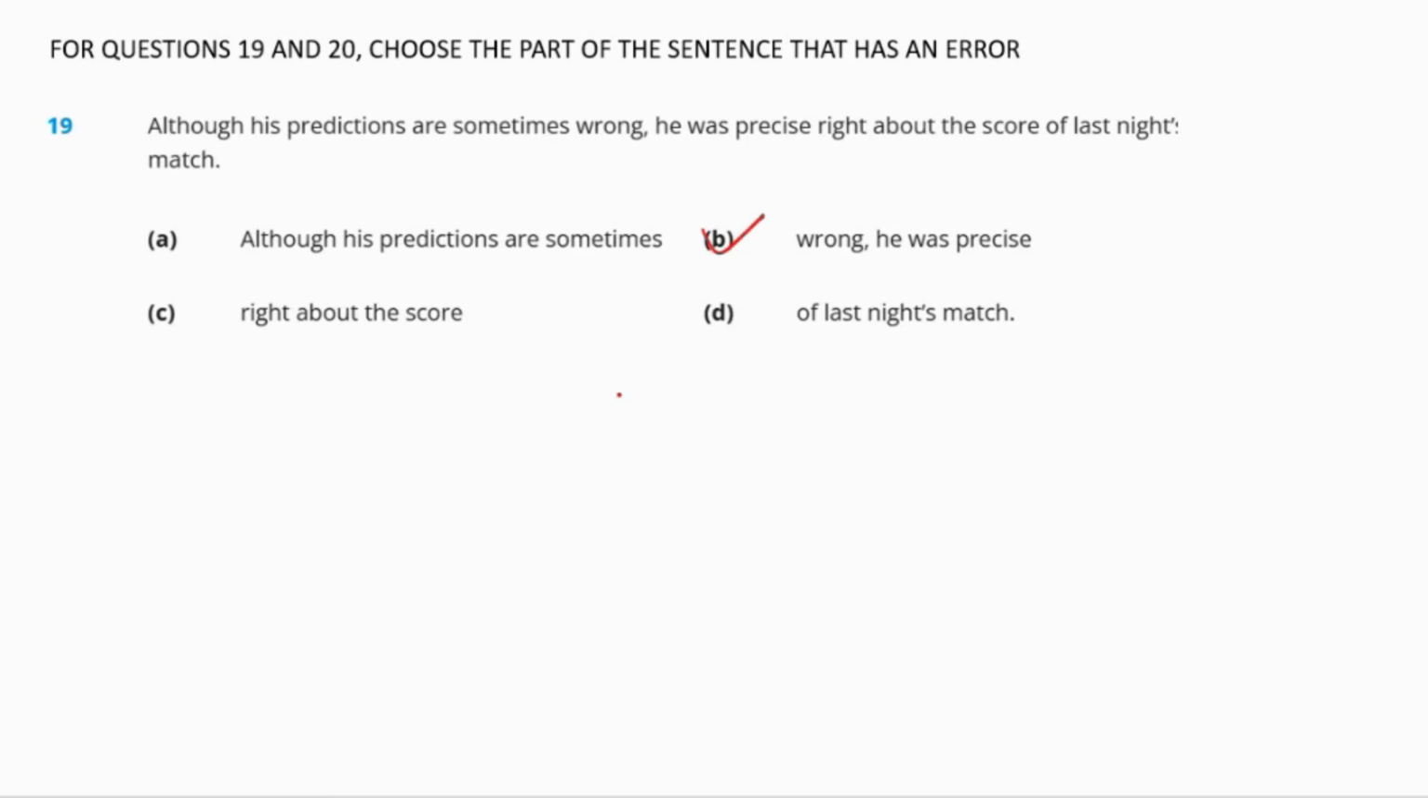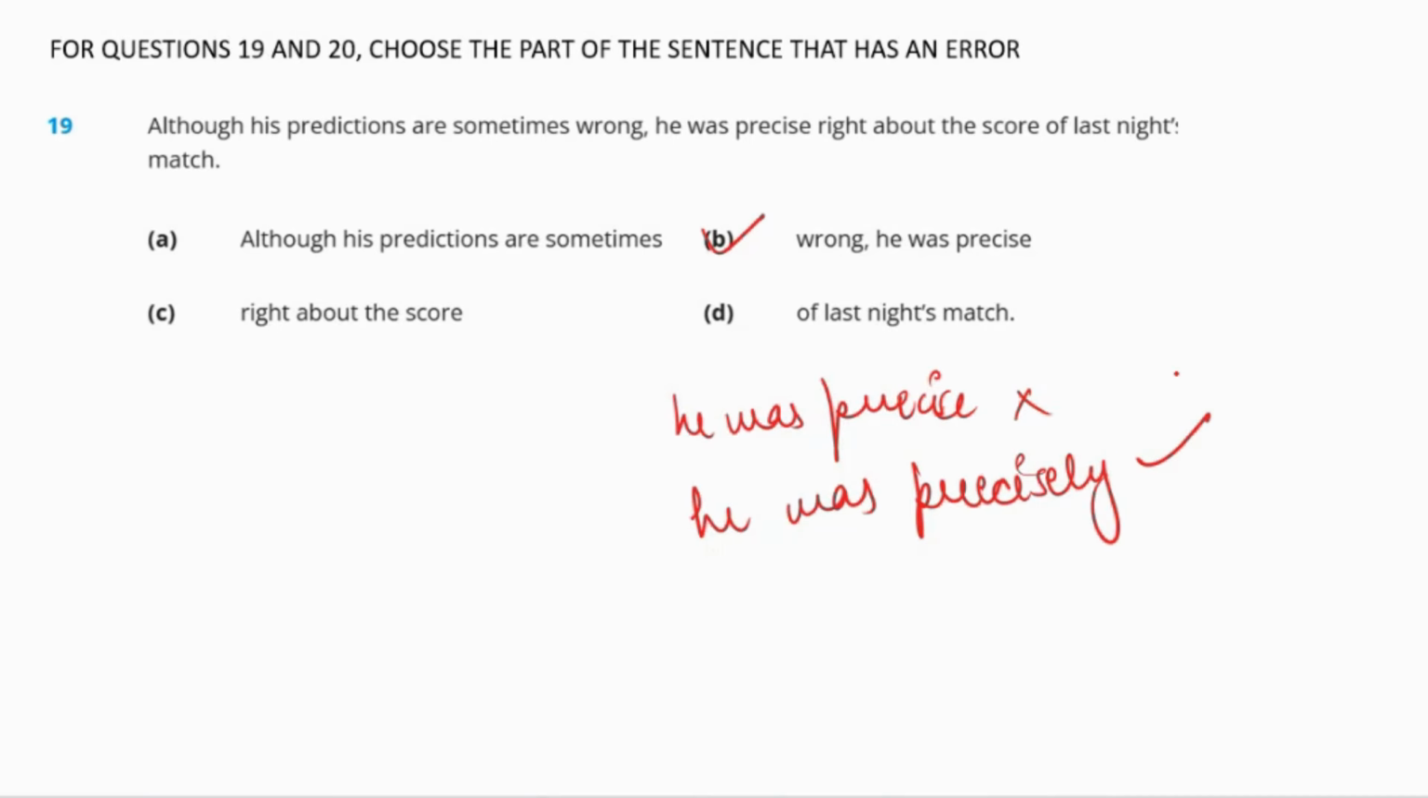Now, what is the error here? The error is this should not be "he was precise." Okay, "he was precise" is wrong. This should not be written here. The right answer is "he was precisely." Okay, so this is the answer.